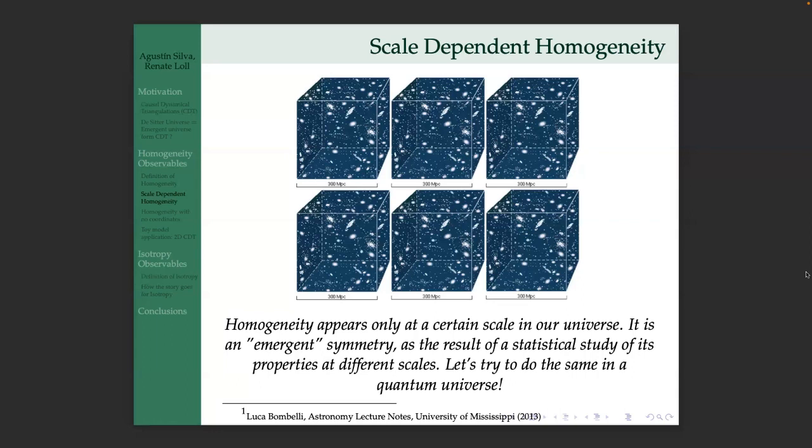But this introduces two things: a scale. For example, in astronomy, the universe only looks homogeneous above 300 megaparsecs, not below. So this is a symmetry that appears at a certain scale. And also, it introduces a way of comparing different chunks of the universe. So we want to do this, but in a covariant way, without using coordinates.